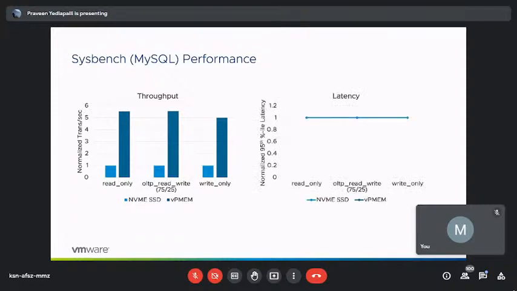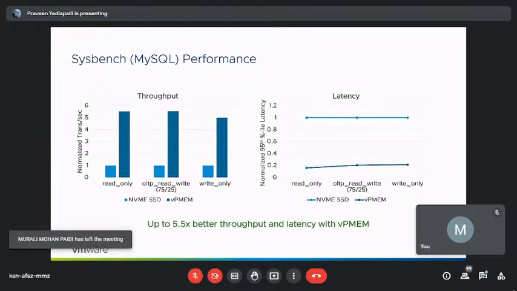Similarly, I'm showing latency on the y-axis, and you can see here, instead of 1 microsecond, I'm getting like 0.2, 0.18 microseconds for different tests, like read, write tests. So that is again a big improvement. It's almost like 5.5 times better throughput and latency with PMEM compared to the SSD.